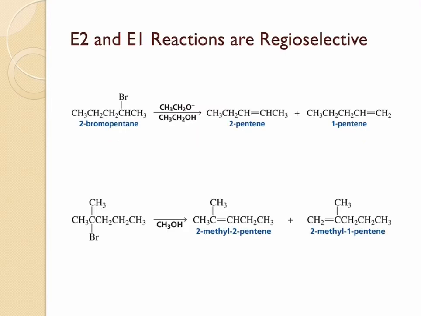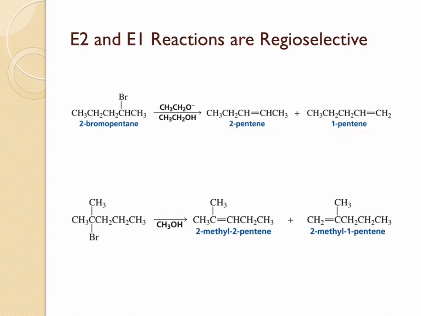So far, we have been talking about how E1 and E2 reactions are regioselective, which means there is preferential formation of one constitutional isomer. So let's take a look into the first example here. When 2-bromopentane is subjected to E2 elimination reaction, then it forms two different products. One is 2-pentene and the other one is 1-pentene.